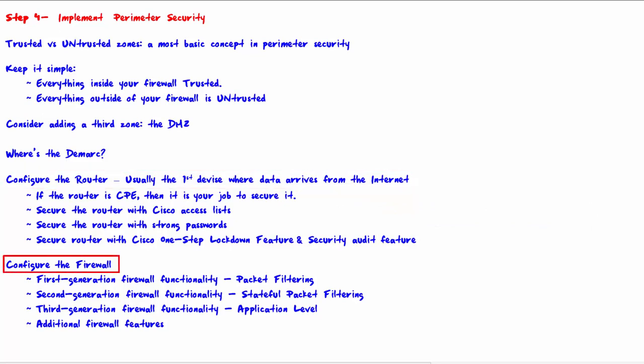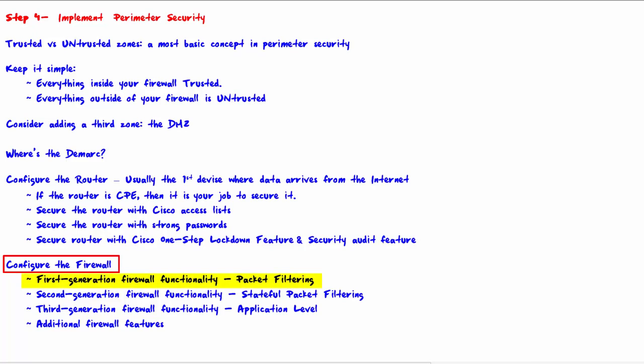And lastly, we will configure the firewall. Traffic that is permitted to pass the router next hits the firewall. A firewall is much more granular and powerful a device for controlling traffic in and out than your router.